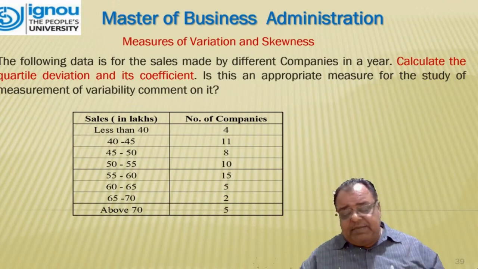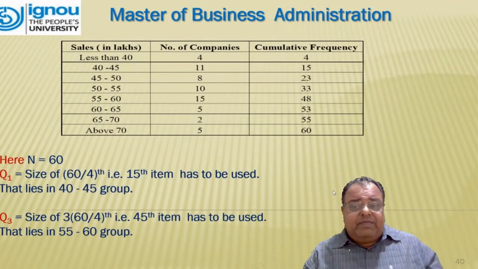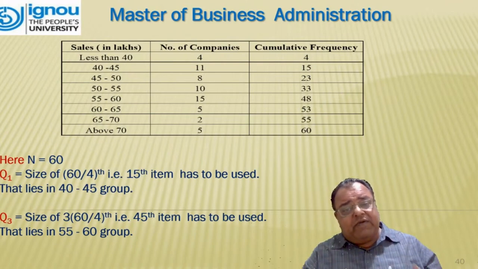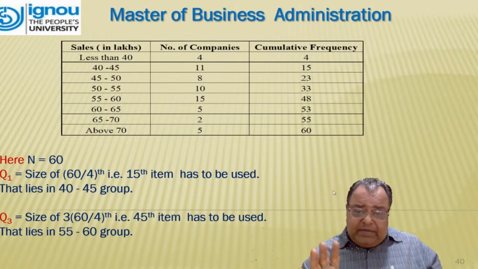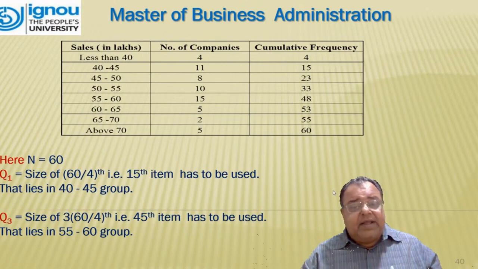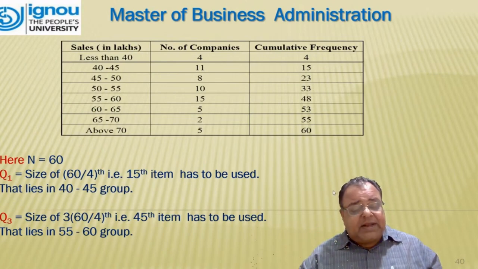Now the second part is to convert this data into cumulative frequency. In front of 4 we write 4, and in the second row we add 11 to 4, that is 15, and similarly we perform it till the last, till we get 60. When we sum up the number of companies, we get the same number, that is 60.